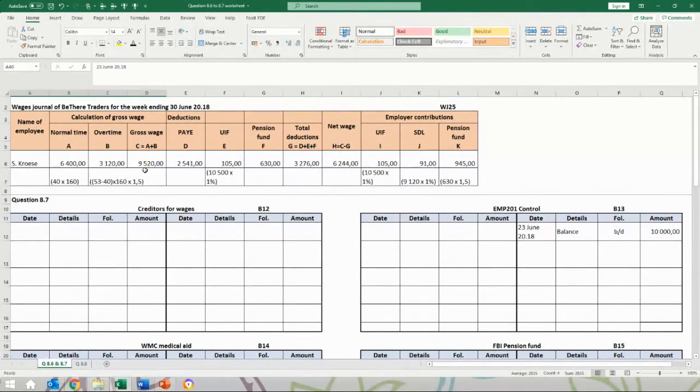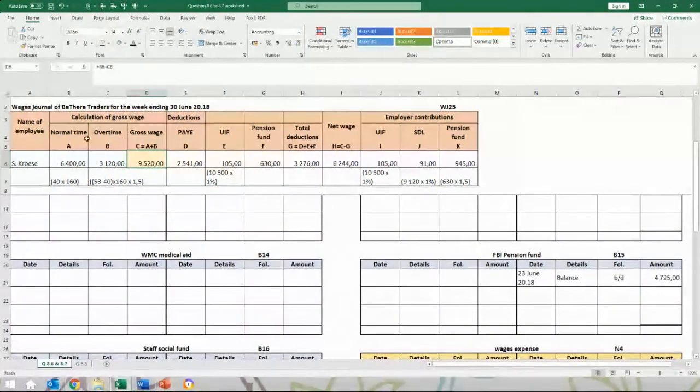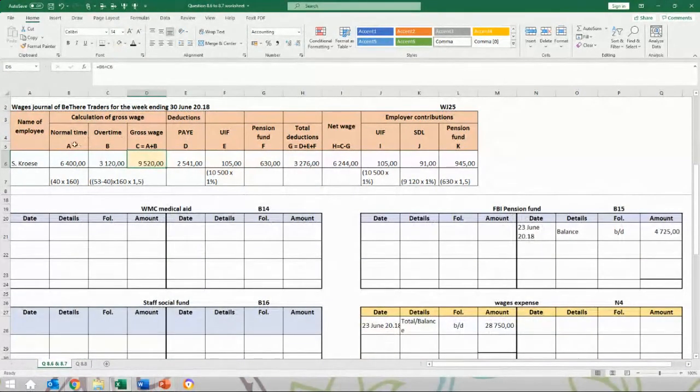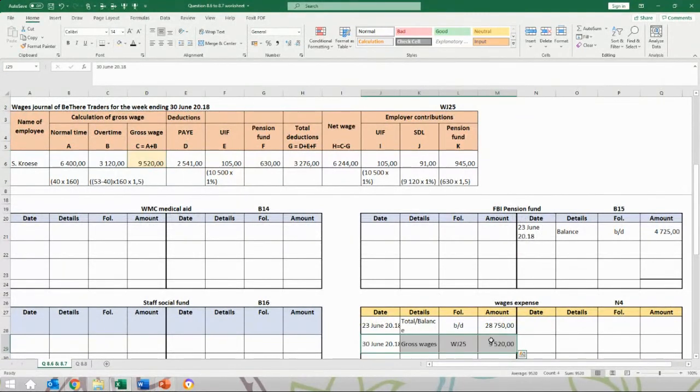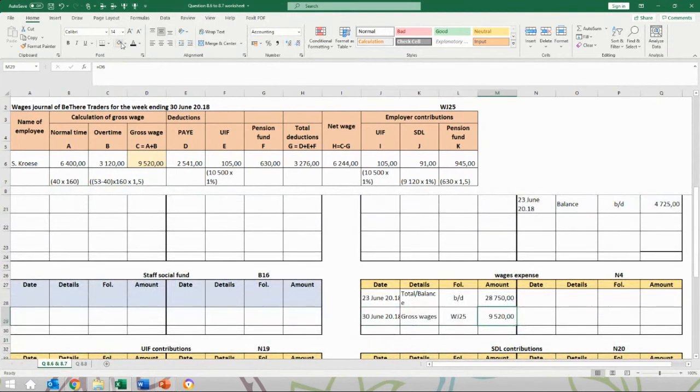Okay, so Queasy says we're going to take the gross wages, which is column C, and we take it to the wage expense account. Okay, so Queasy, that's correct. So just like the salaries, we only take the gross amount. We don't take each and every individual account. We take the normal time and the overtime. That gives you a gross wage to our wage expense account. Okay, so we account for the full gross wages to our wage expense, and then we add it up to work out what is our current balance at the end of that month.